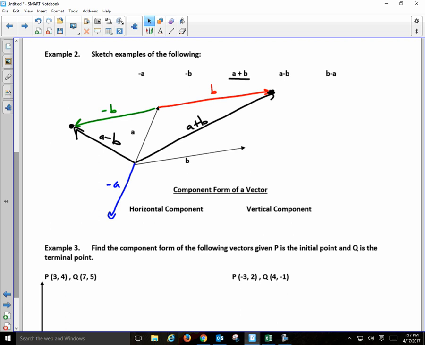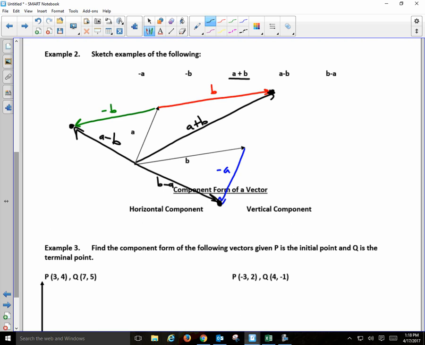And how about b minus a? I take vector b, and then I operate on a negative a. I end up with this position right here. B minus a. What do you think? Can you accomplish those tasks in your assignment today if you were asked?